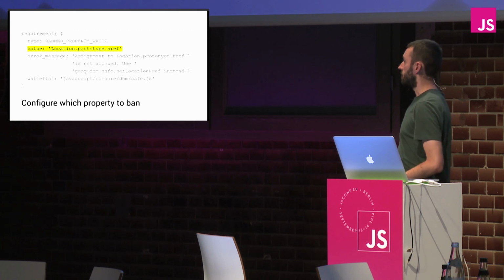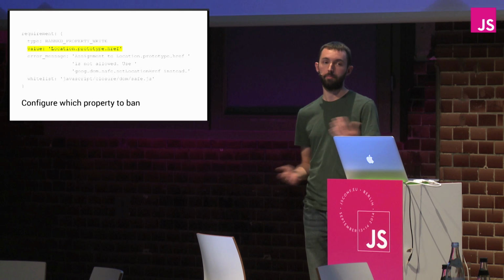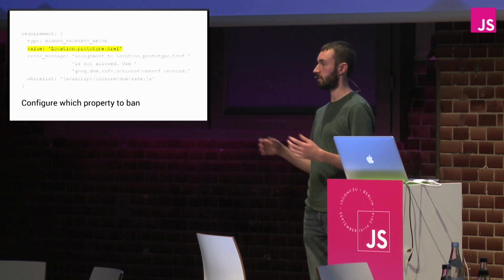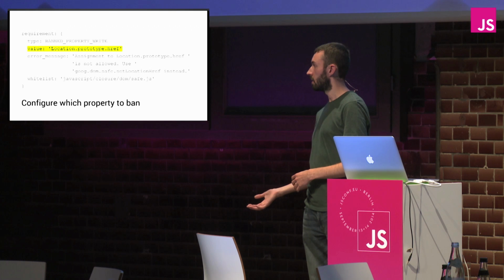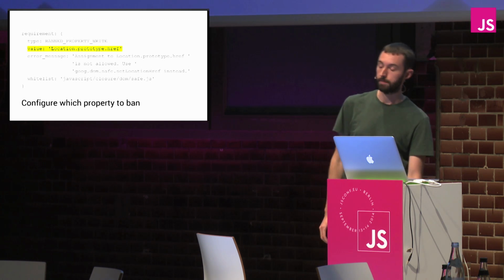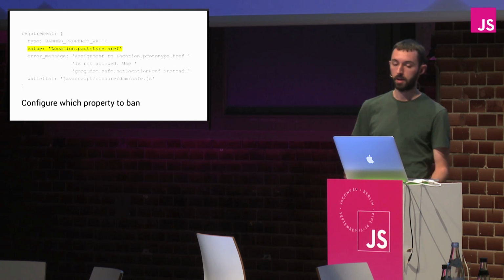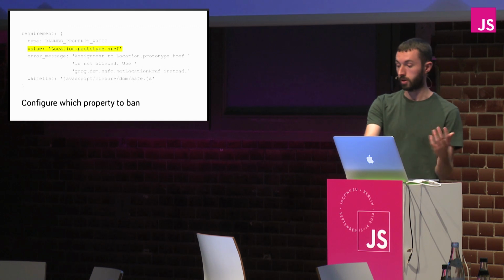The second thing you need to do is just provide which value you want to ban. And so this depends on the type. In this case, because we're banning property writes, we want to ban anything that's assigned to location prototype href. But it can be any object or any property name that you want in your entire code base.